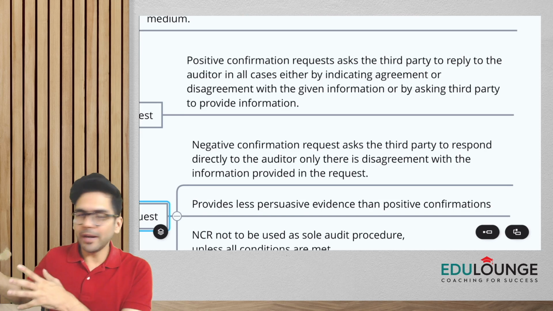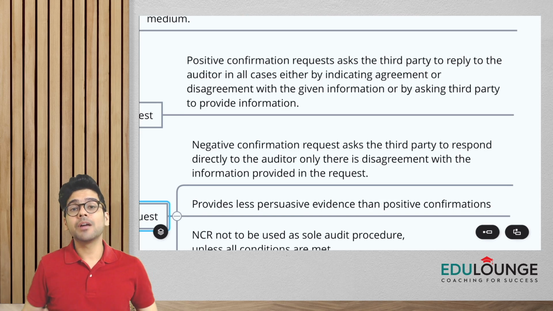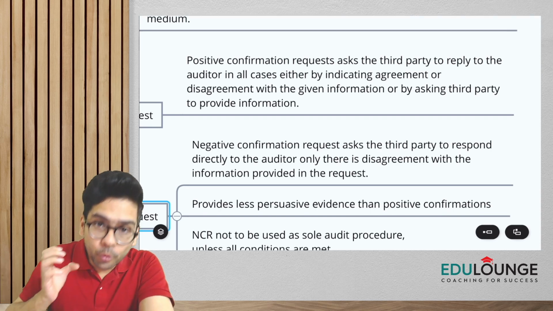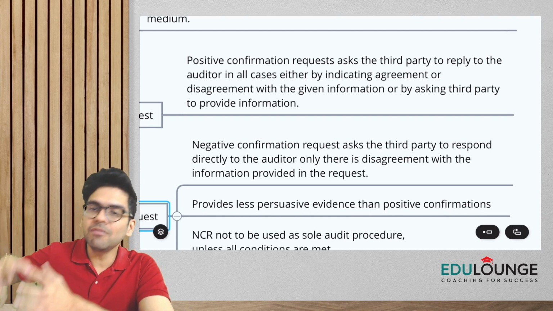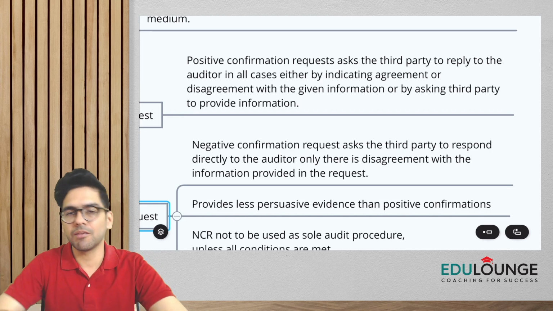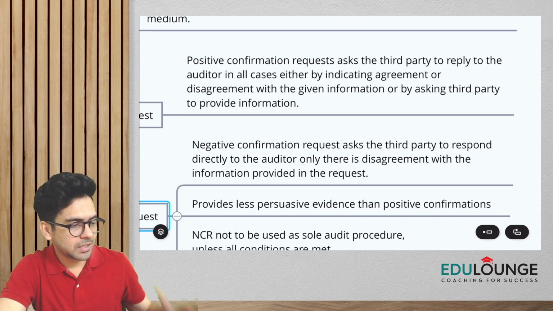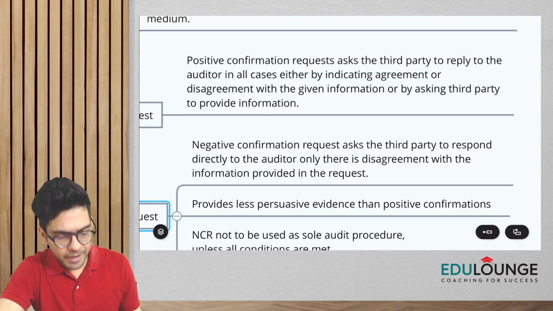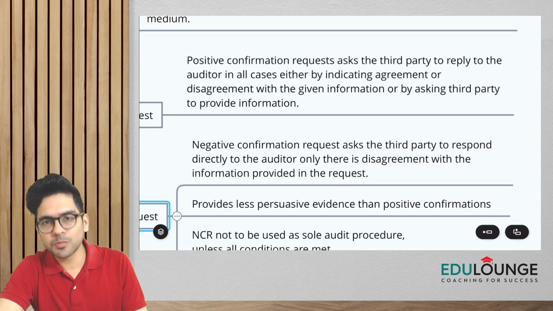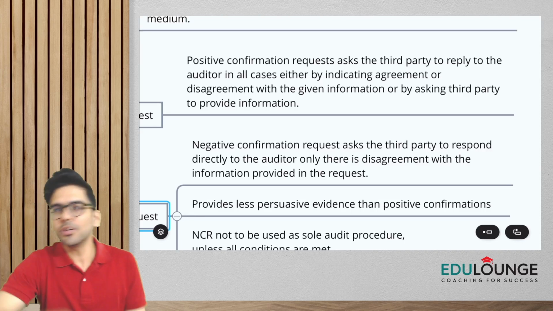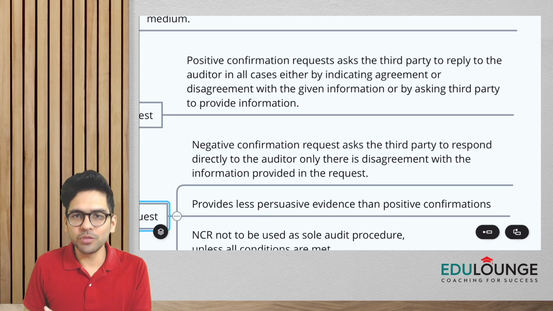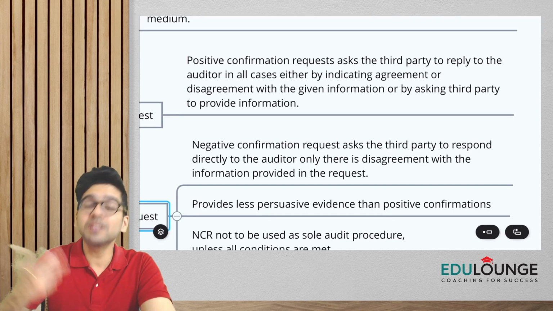So the debtor will have to reply. However, in a negative confirmation request, the confirming party is only going to reply if he doesn't agree with the information which I have mentioned in the confirmation request. For example, I said, in the books of my client, your balance is 3 lakhs. Please respond if you don't agree to this. So he is only going to reply if he doesn't agree to this, right? And if he doesn't reply, that means he has agreed to it.